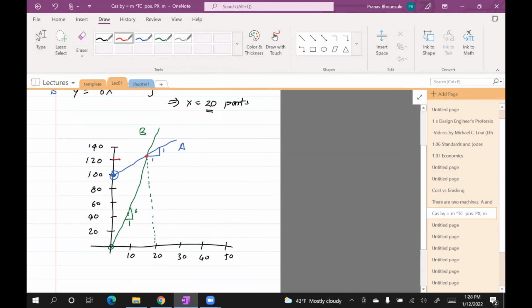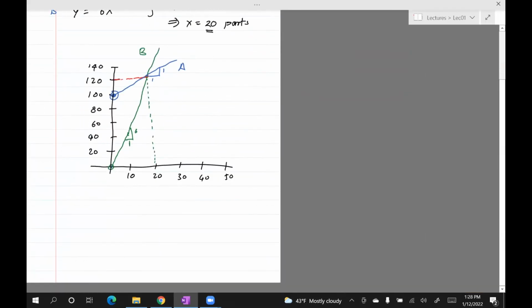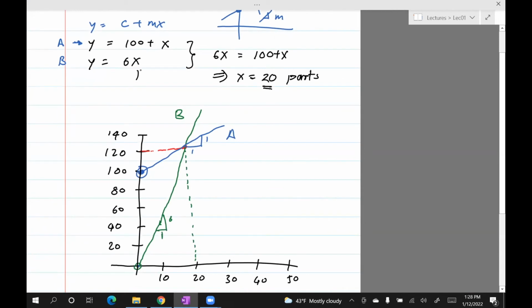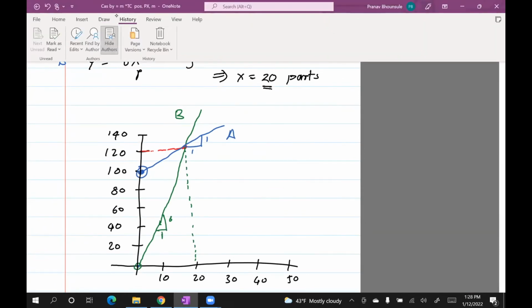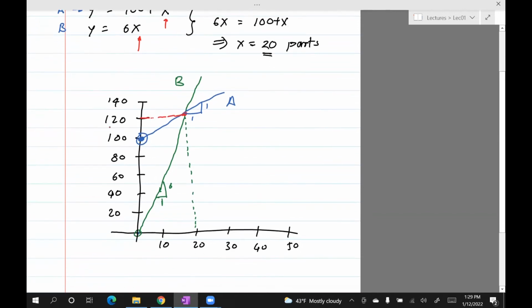It turns out that the cost at the break-even point is exactly 120. You can see it from the equations. To find the cost, all you need to do is put x equals 20. So you'll have y equals 100 plus 20, which is 120, or you can put x equals 20 in the other equation, 6 times 20, so you'll have 120. So that is the break-even cost.